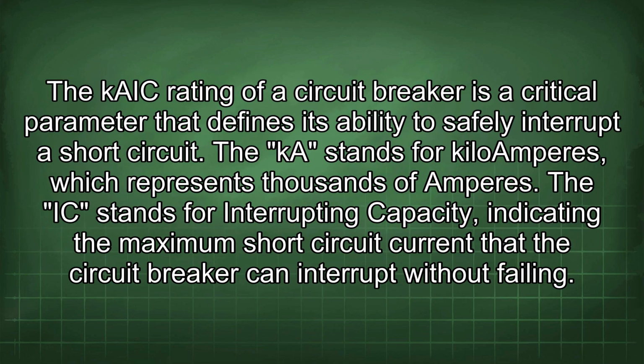The kAIC rating of a circuit breaker is a critical parameter that defines its ability to safely interrupt a short circuit. The kA stands for kiloamperes, which represents thousands of amperes. The IC stands for interrupting capacity, indicating the maximum short circuit current that the circuit breaker can interrupt without failing.